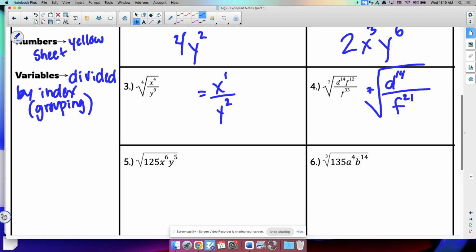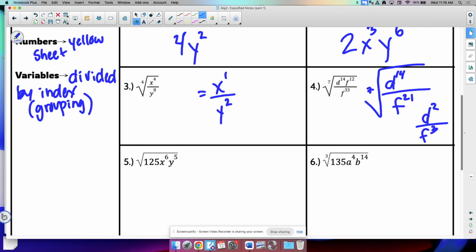So a 7th root means we're looking for groups of 7. How many groups of 7 can we take out of d to the 14th? 2 of them. So our new exponent is just a 2. So that just means 2 groups came out of these 14 because we're putting them in 7 at a time. What is the new exponent on the f going to be? 3. Again, you just divide. So your numbers are always going to act like numbers. You use your yellow sheet. Variables, because a radical is trying to undo that exponent, we're just looking to undo those groups that they were putting in together, and we're just dividing them out.